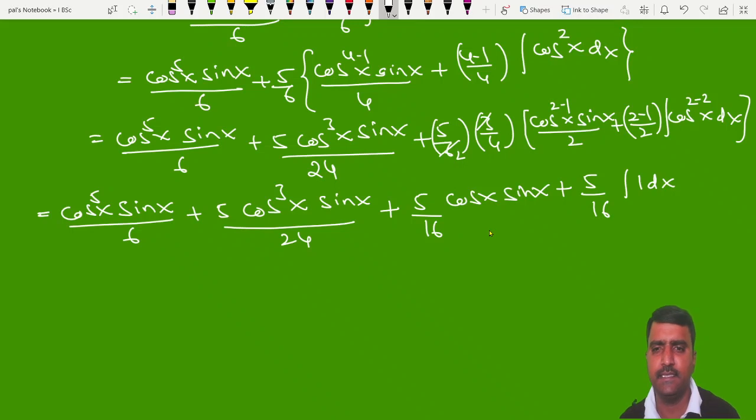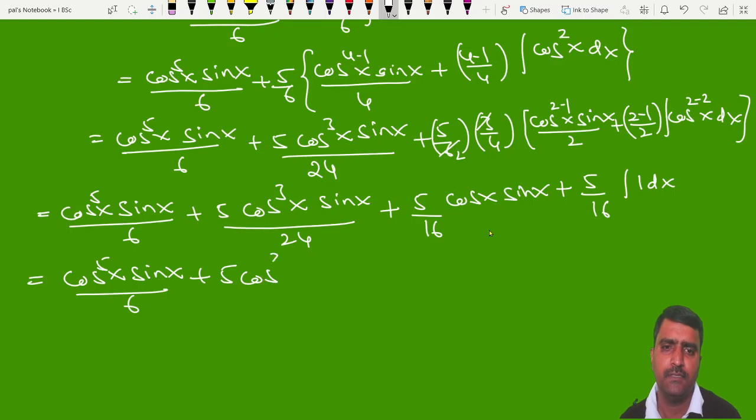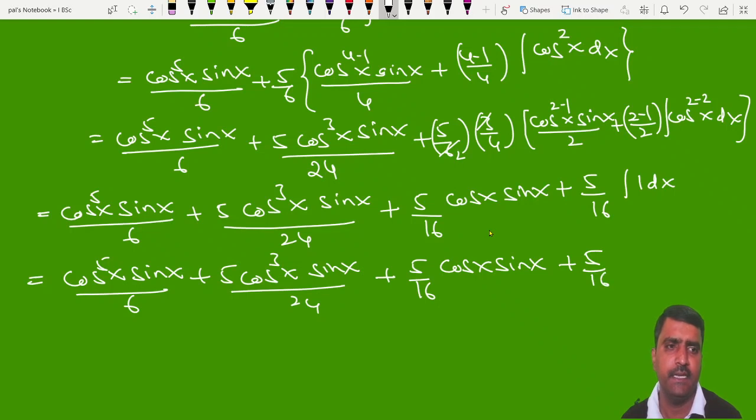Okay, you write that in next term, which is equal to cos to the power 5x sin x divided by 6 plus 5 into cos to the power 3x into sin x divided by 24 plus 5 by 16 into cos x sin x plus 5 by 16 into x plus a constant. So this is the integration of cos to the power 6x dx.